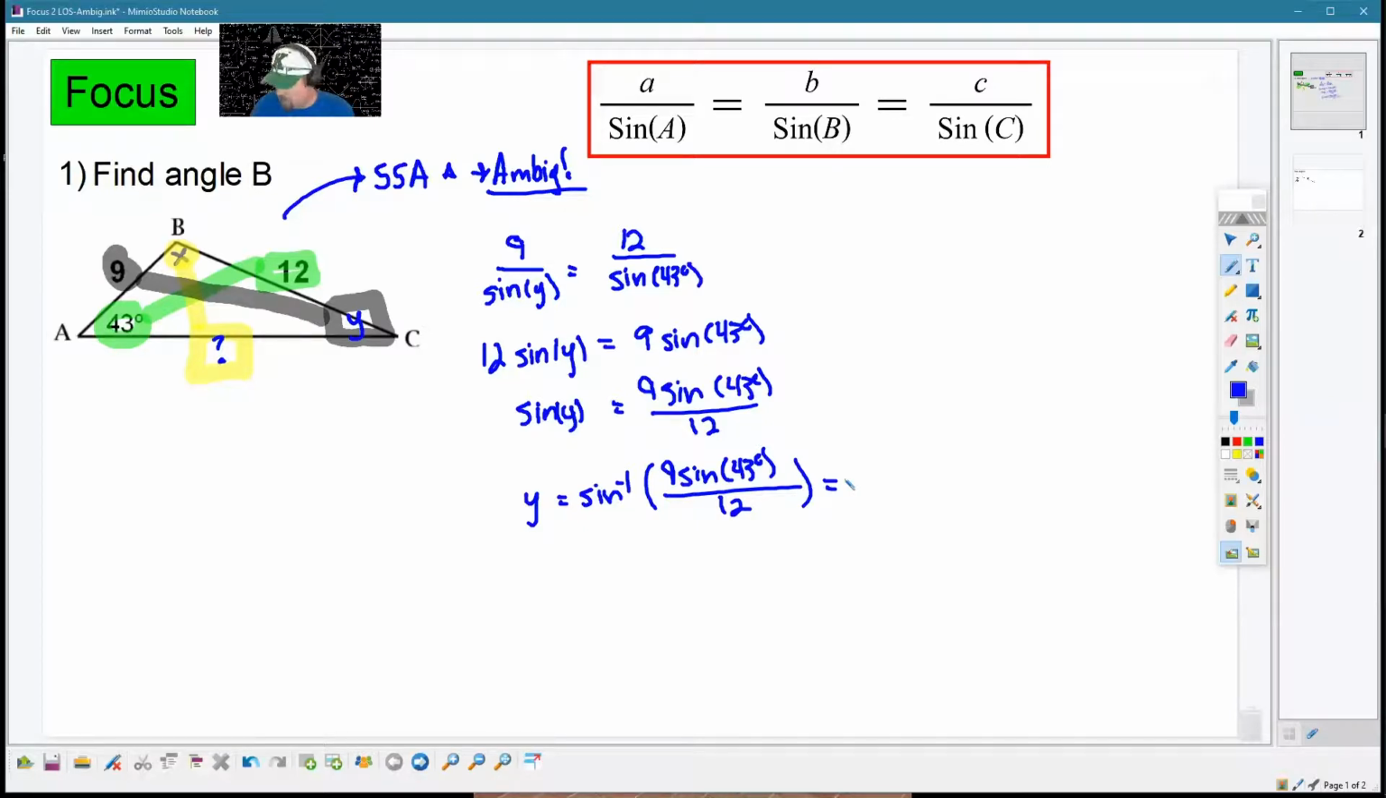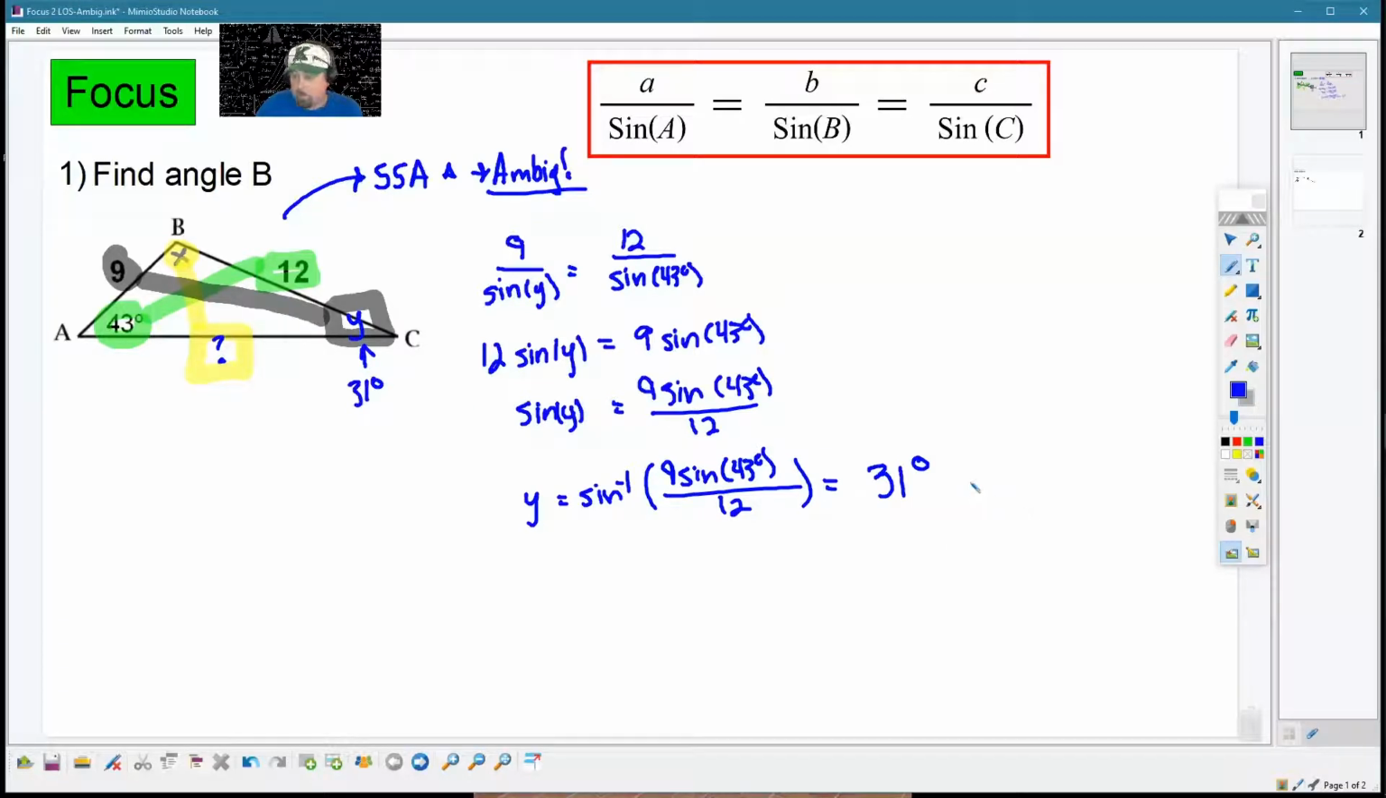So let's plug that in and see what angle we get. A whole number will be fine for this one. So 9 sine of 43 divided by 12. Make sure you're in degrees. Don't forget to be in degrees. Inverse sine of that answer, and I get 30.7. We're going to say it's 31 degrees today. So that means this angle down here can be 31 degrees.